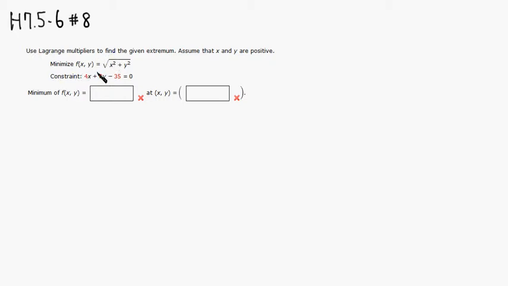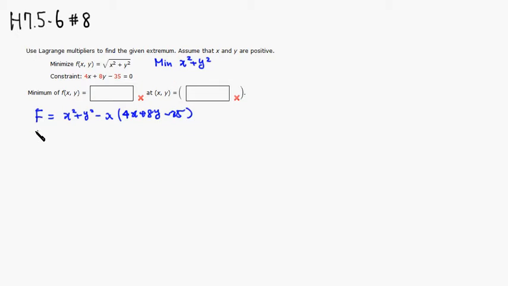So to make our lives easier, why don't we change the problem a little bit? Instead of minimizing the square root one, why don't we minimize this guy? This would be much easier. So let's try that. Capital F is going to be x squared plus y squared minus lambda times 4x plus 8y minus 35.